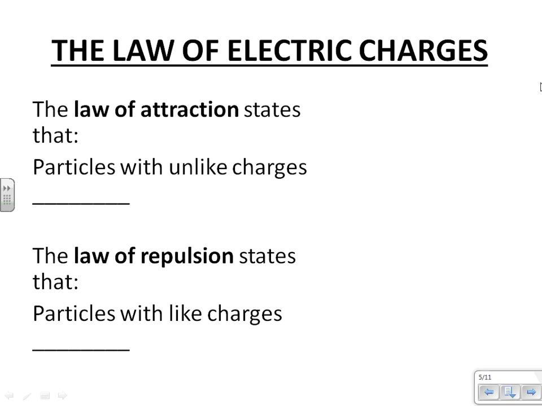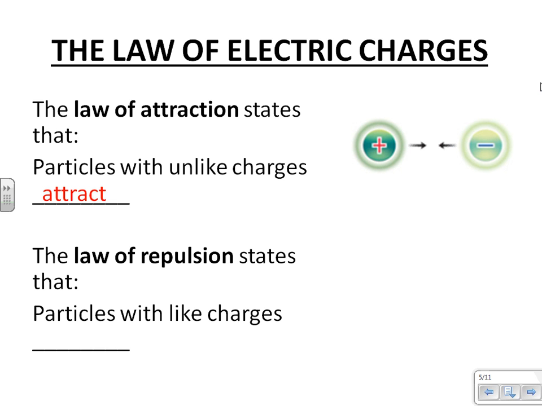So, law of electric charges. You need to know these, so put a star beside this. You might have to do some memory work on here. So the law of attraction states that particles with unlike charges, like a positive and negative, will attract. So if you have opposite charges or unlike charges, they attract together. If you want to fill in that blank and draw a little picture to represent 2 opposite charges coming together, kind of like a magnet, they're going to attract together.